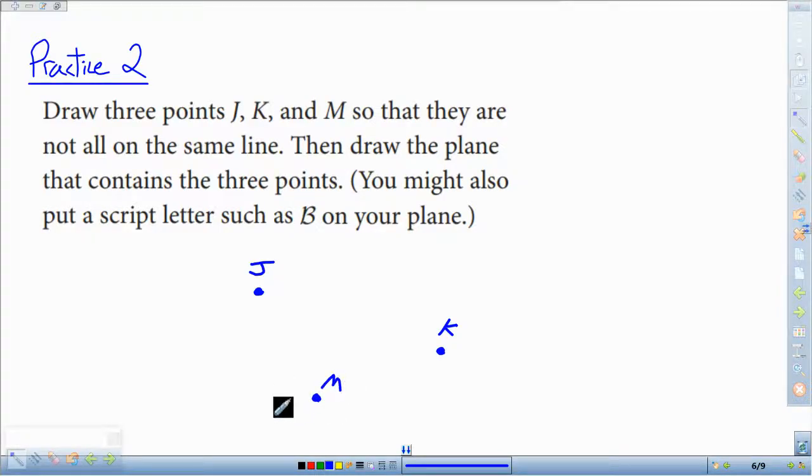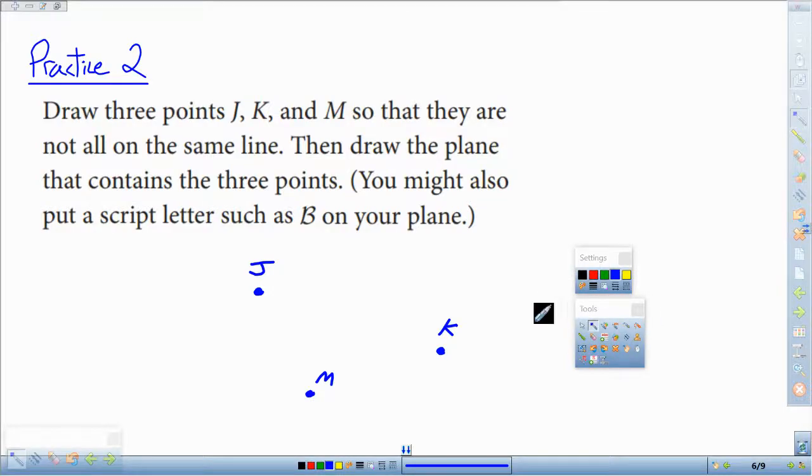Okay, by the way, if we were to put these all on the same line, we probably would have lined M up somewhere over here, and a line would have gone through those, but we don't want that. Okay, so we got M down here. And it's saying next, then draw the plane that contains the 3 points. You might also put a script letter such as, I guess we would say beta for that. I think these are supposed to be those type of words on your plane. Okay, so it's just saying, draw the plane that contains these.